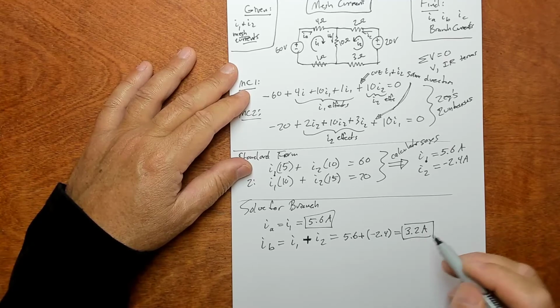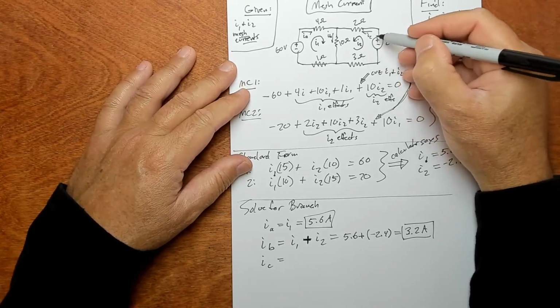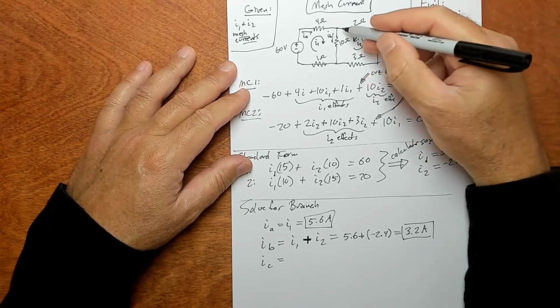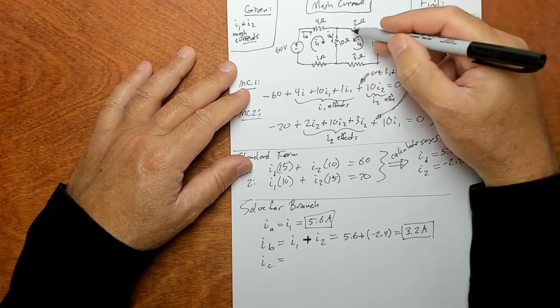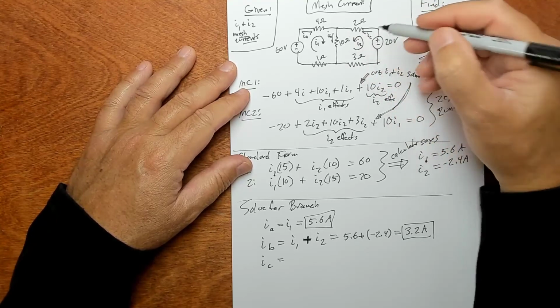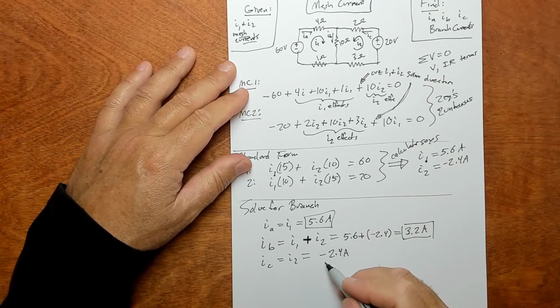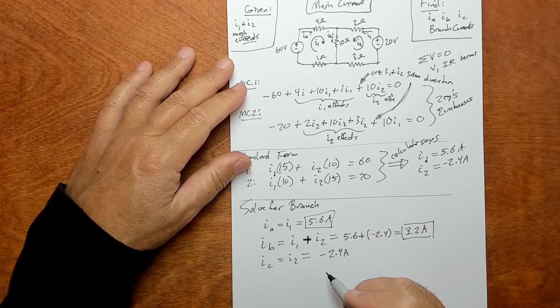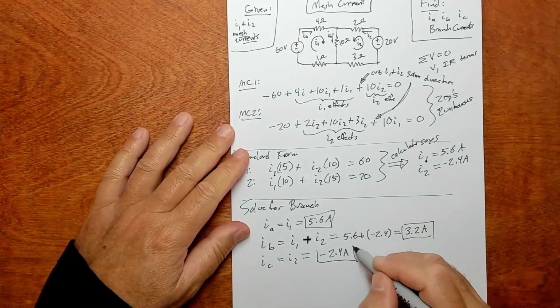Like I say, these negative signs are inherently a little bit confusing. So IC is, through these three guys, for this part of the circuit, just these three guys, it happens to be the same as I2. So it's just minus 2.4 amps. Yeah, that's what it is.